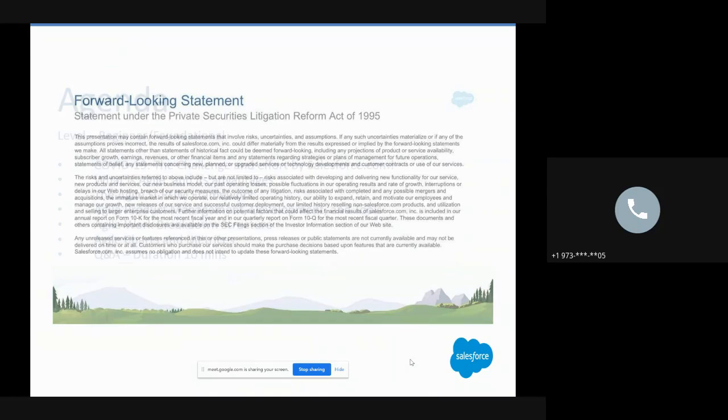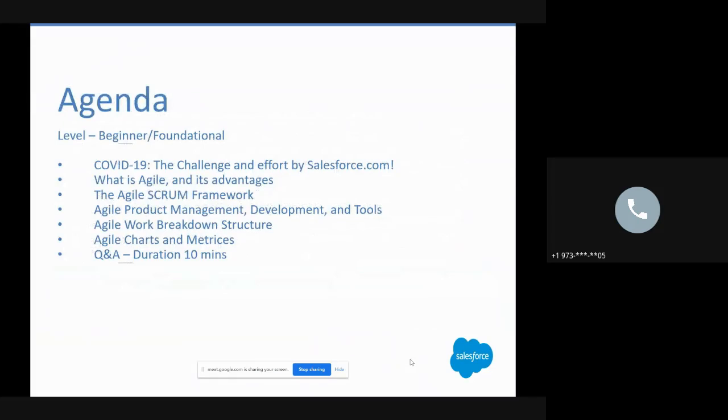So the agenda, again, like I said, it's a beginner session, right? And these are the topics which we'll be going through, very high level. COVID-19, the challenge and the effort. What is Agile really and its advantages? And the Scrum framework. There are multiple frameworks which we will look at. Agile product management and what product development is, and then what tools we have out there that different organizations use.